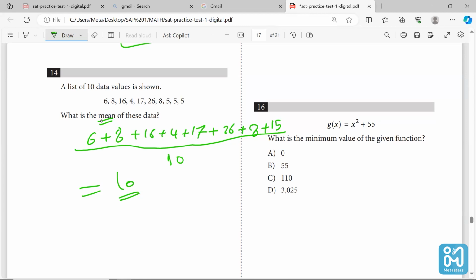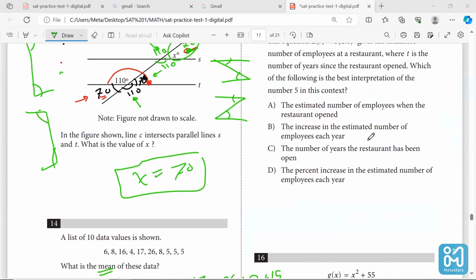Any problem with this question? Let's talk about this one.